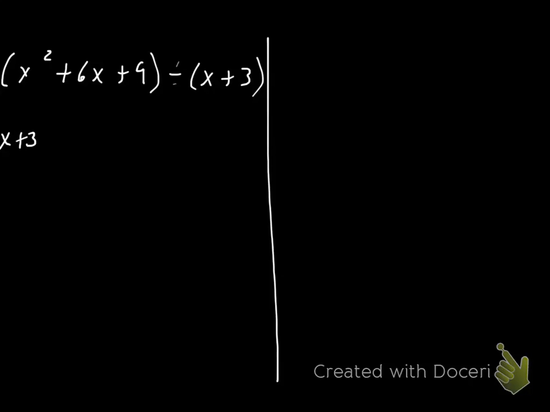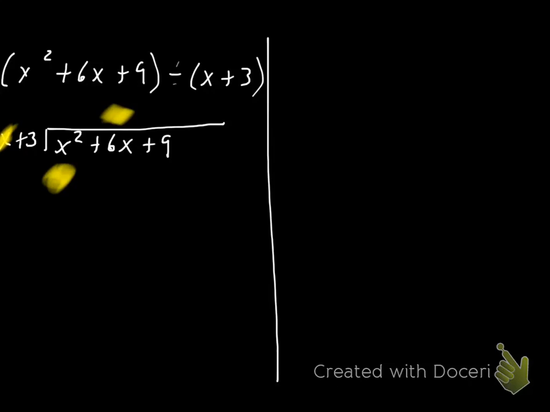X plus 3 is going to go on the outside. That's our divisor, what we're dividing by. The dividend, which is the x squared plus 6x plus 9, is going to go in the interior of the division. And it works fairly similar to long division. I'm going to multiply x by something so that I get an x squared, because I'm going to subtract down like I do with long division.